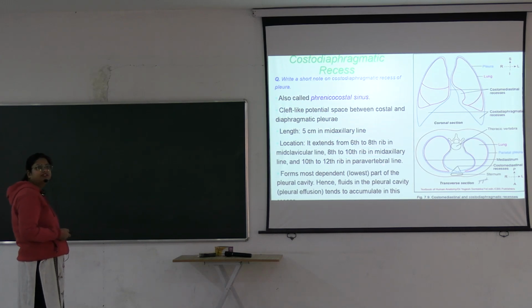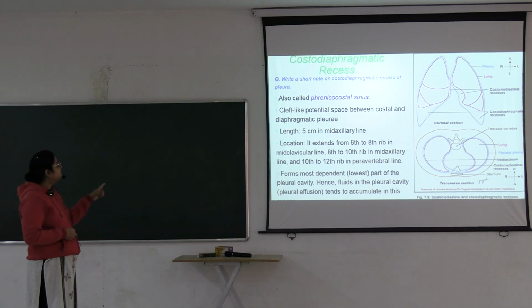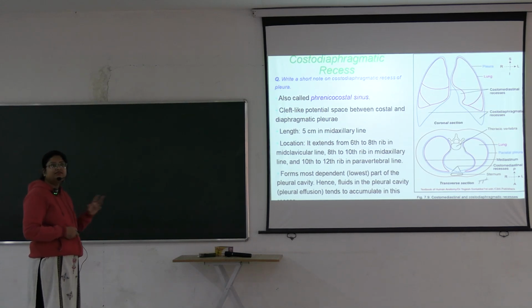This is very important. It is asked in your viva. What is the extent of the costodiaphragmatic recess in different regions?